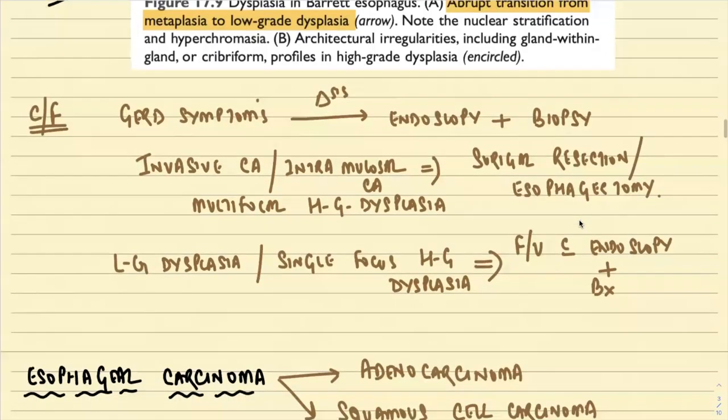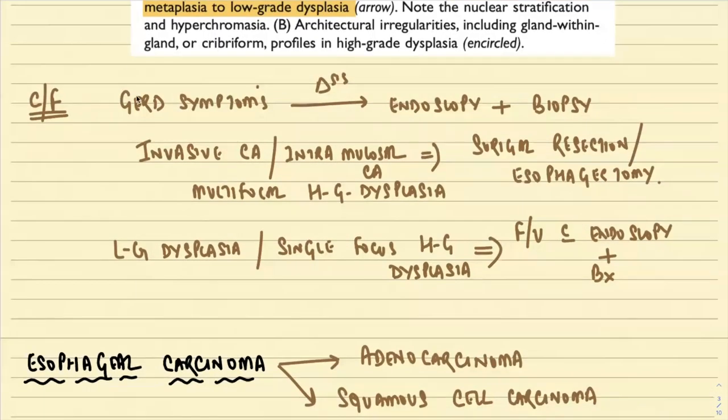Now, if you go to the clinical features, patients usually have symptoms of acid reflux. So heartburn will be there. These basic symptoms will be there. So patients presenting with symptoms of GERD undergo endoscopy and biopsy. And from there, the diagnosis is made.